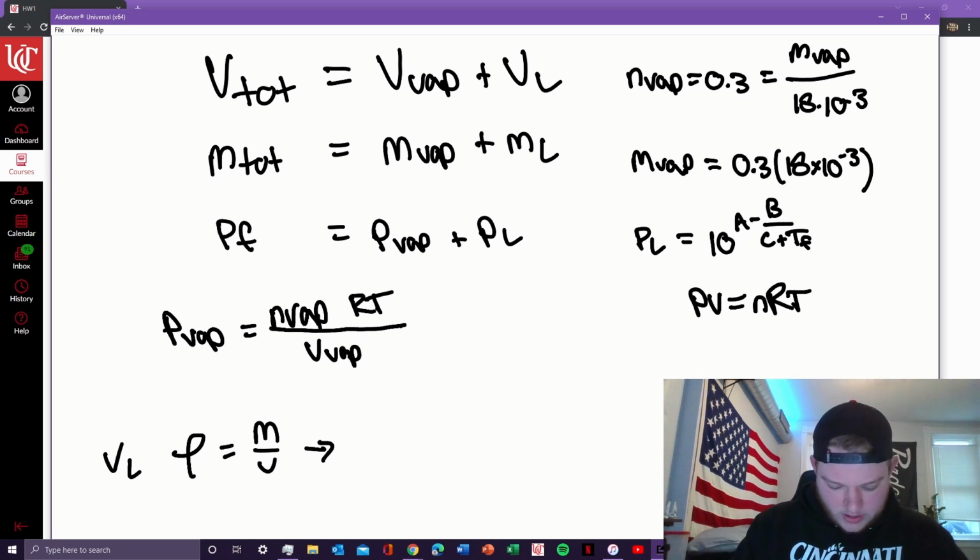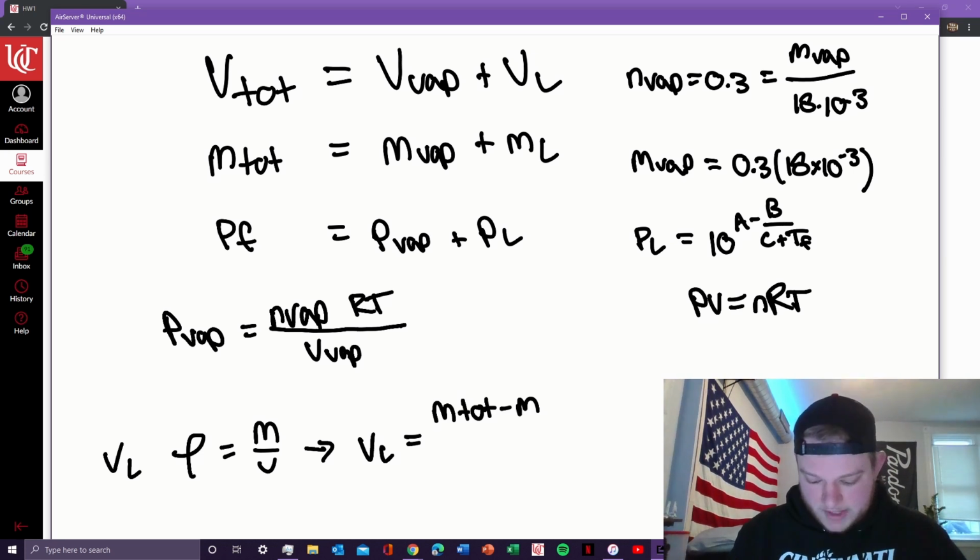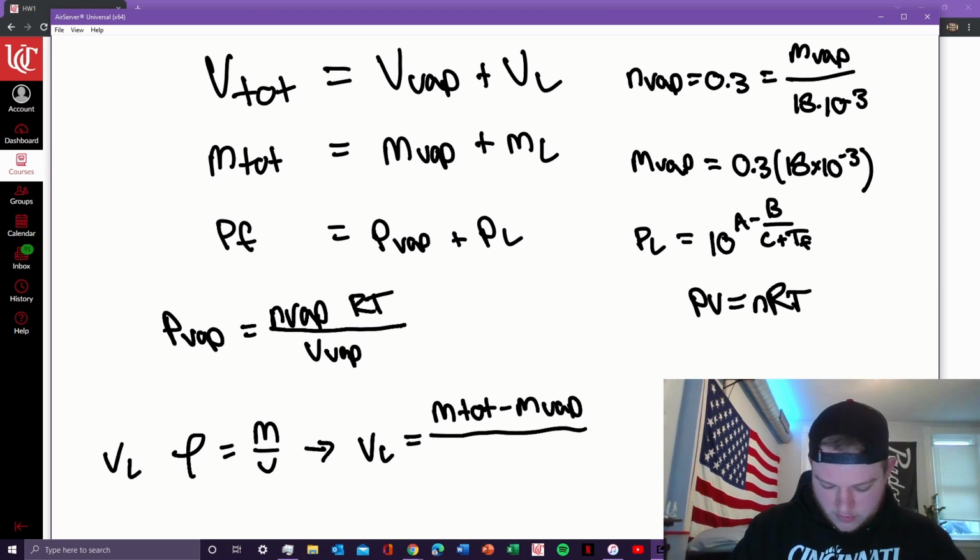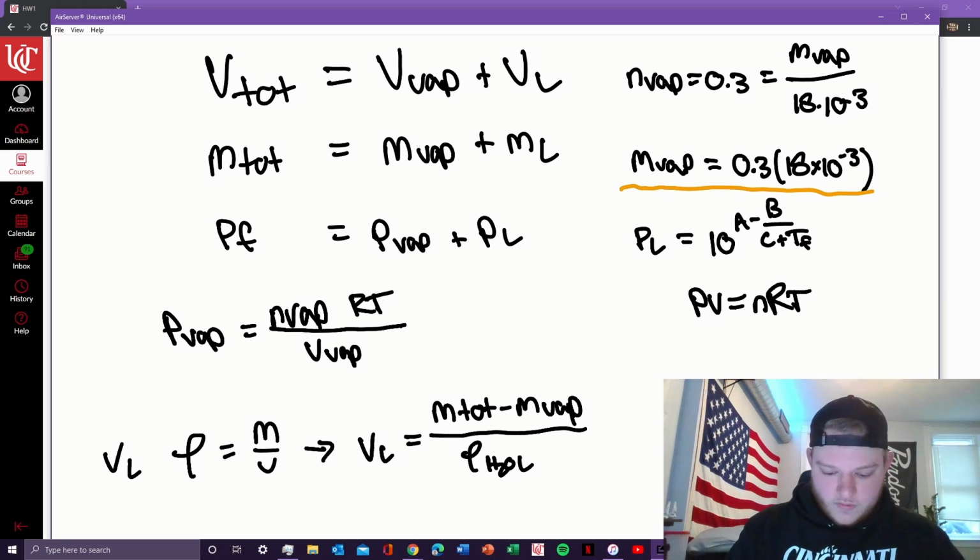So that would be the volume of the liquid is equal to the total mass minus the mass of the vapor, all over the density of H2O. Obviously we want that to be liquid. But remember, up here we already solved for mass vapor. So why don't we just go ahead and throw that into this equation.